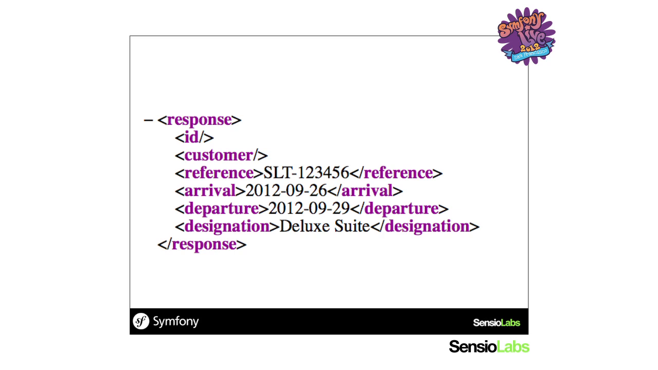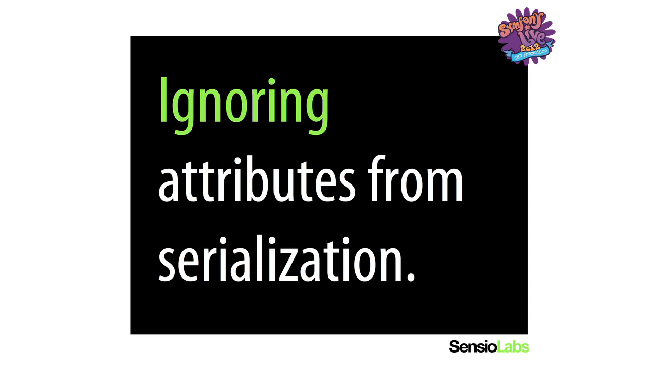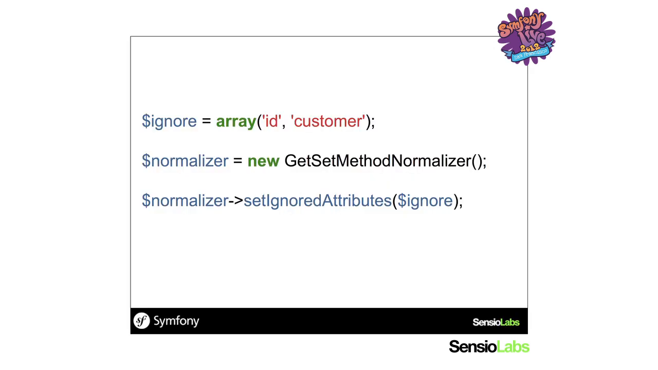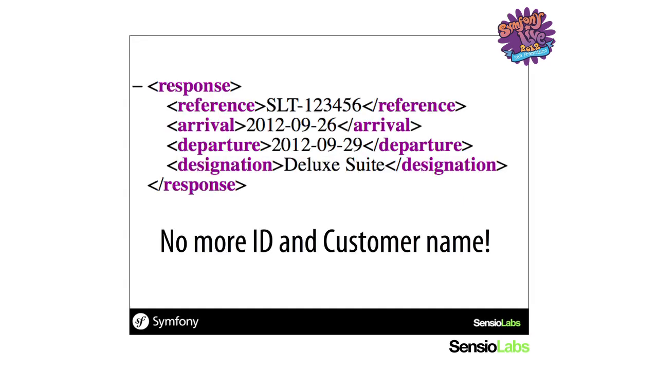So it's easy to use for simple objects. If you don't want to expose all your attributes, all your properties in your objects, you can ask the serializer to ignore some of your attributes. So when you create the normalizer, the getSet method normalizer, you can also specify an array of properties you want to ignore from the serialization process. So in this example, I want to ignore the ID property and the customer property, which is, for example, an object or a string. So in my output, when I serialize my objects, I won't have any ID and customer nodes.